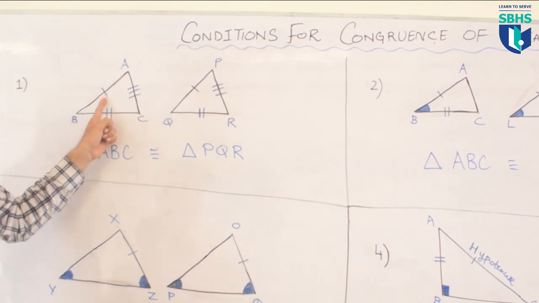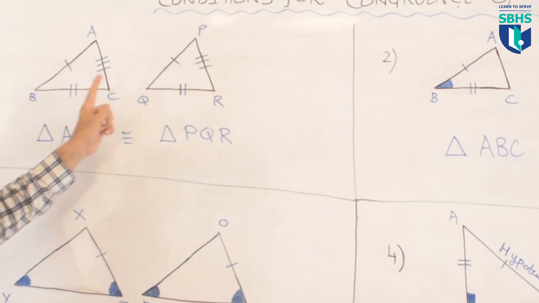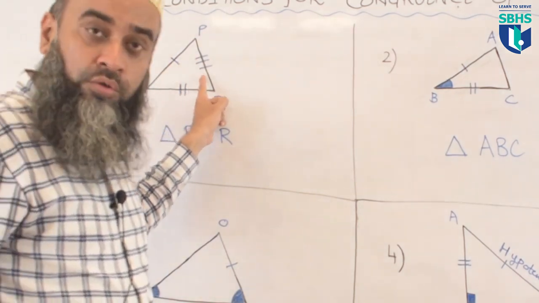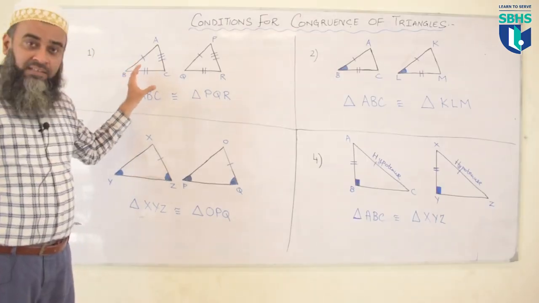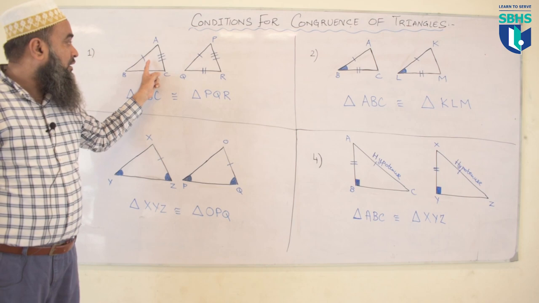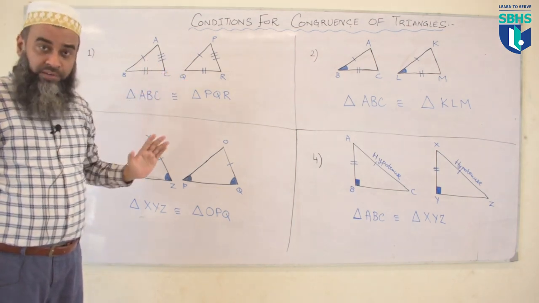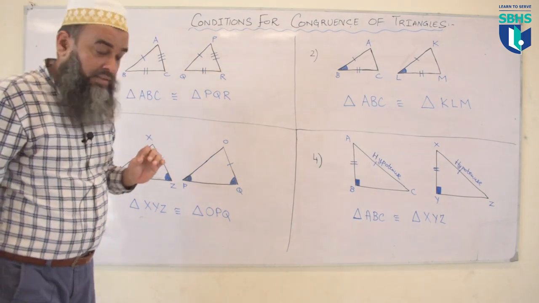Likewise, as you can see, AB is congruent to PQ, BC is congruent to QR, and AC is congruent to PR. So you can say that in both the triangles, all the three pairs of corresponding sides are congruent. This is the first condition for congruence of triangles.